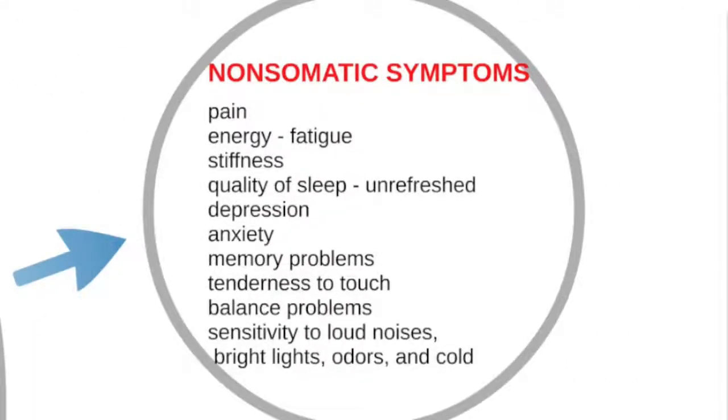Now, looking at the non-somatic symptoms, there are many. Pain, poor energy or fatigue, stiffness, and the stiffness is different to what one sees in patients with inflammatory or arthritic diseases. There is poor quality and sometimes poor quantity of sleep. Patients have mood disorders with depression and anxiety. They complain of memory problems. They have an achiness or increased tenderness to touch. And this was the basis for the previous scoring system for defining fibromyalgia, but this has been set aside now.